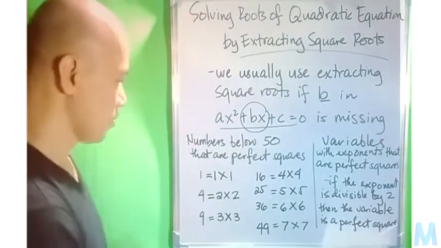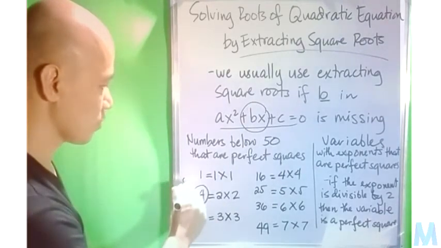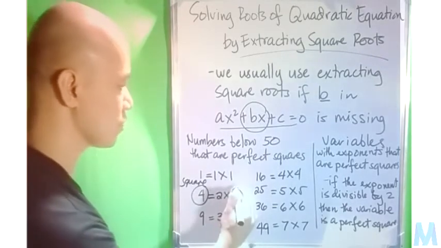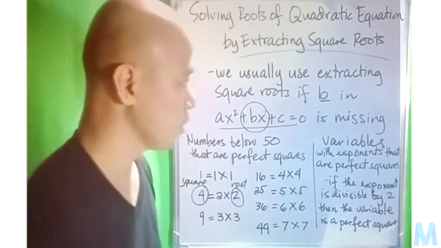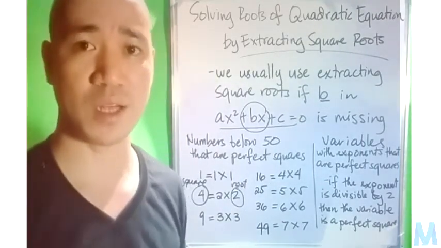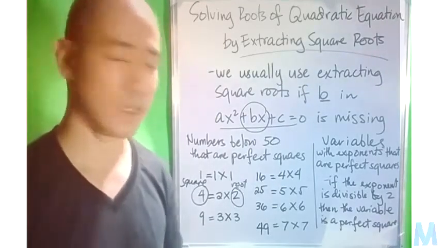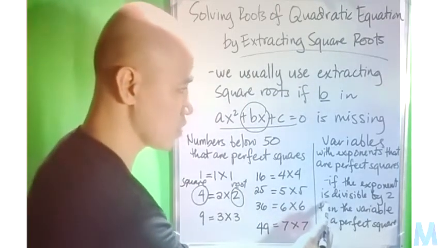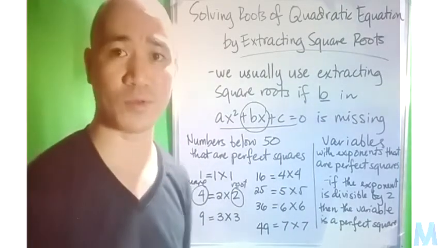Okay, so each number here, let's say 4, this is a square number, and ang number 2 diri is considered as the root. And now let's proceed to variables with exponents that are perfect squares. So paano natin makilala nga ang mga variables with exponents are perfect squares? So ang tandaan lang natin is that if the exponent of that variable is divisible by 2, then that variable is a perfect square. Okay?